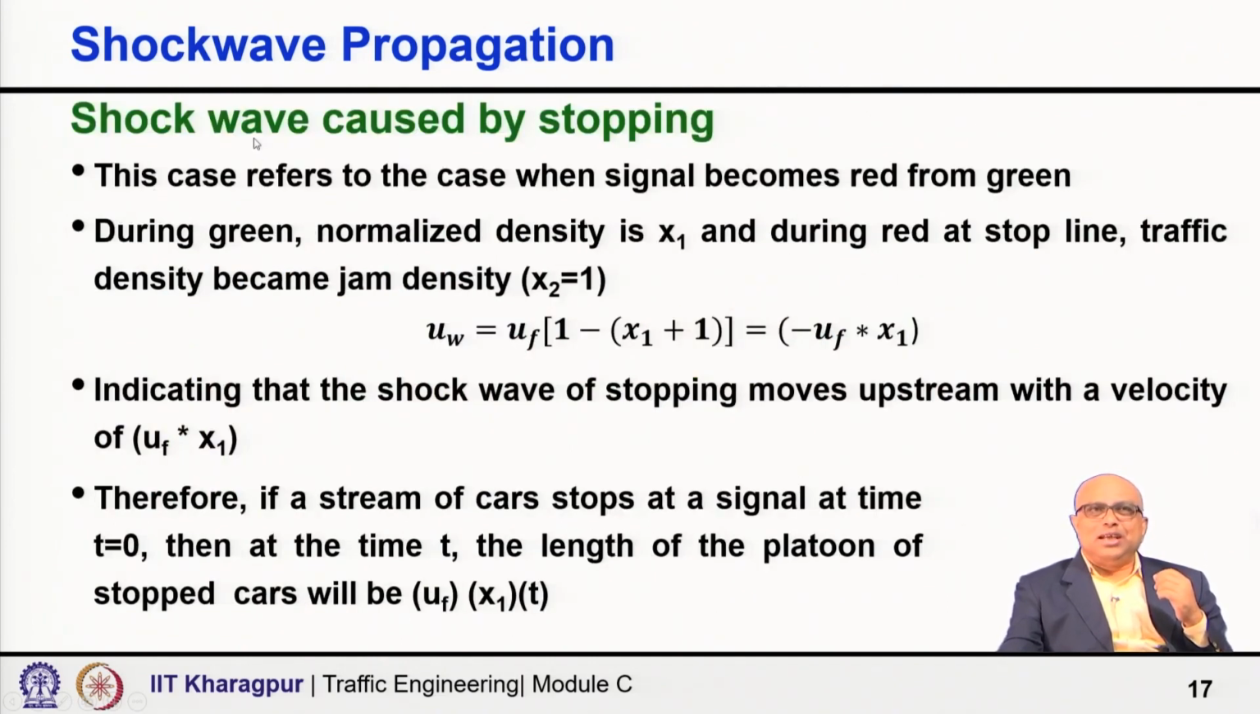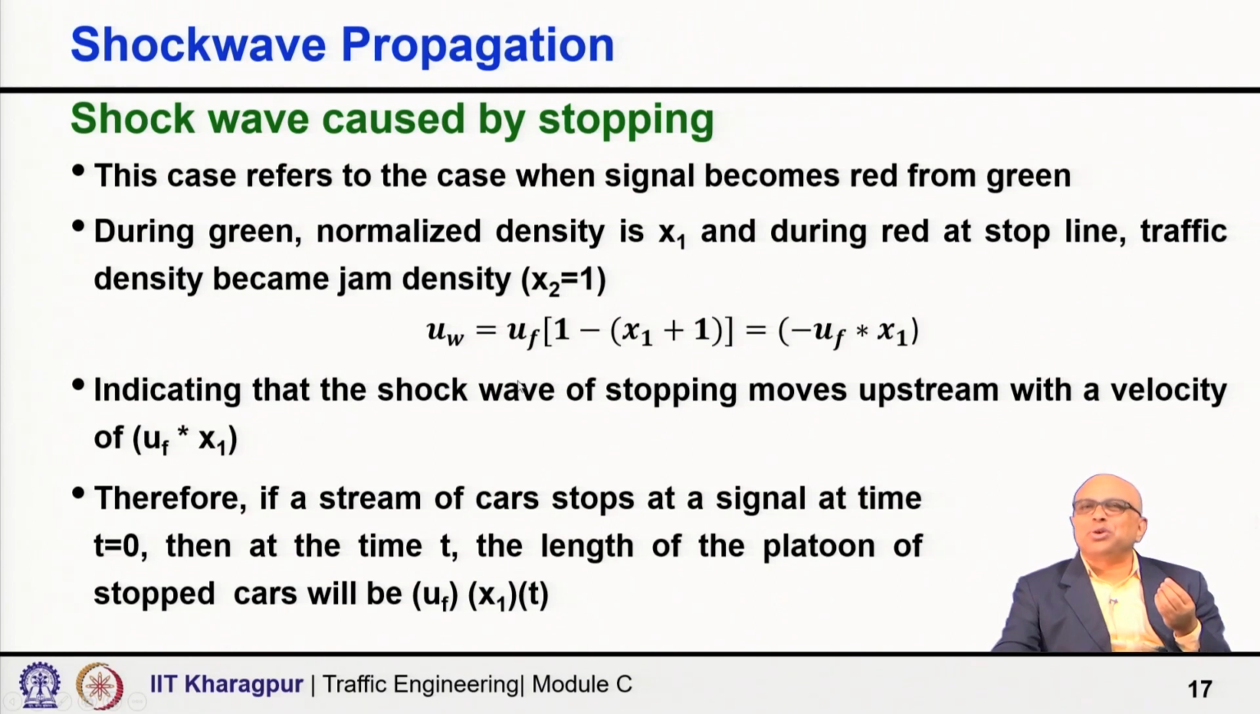Now the second case is shock wave caused by stopping. This case refers to when the signal changes from green to red, as I have shown earlier a number of times we have discussed. The signal was green and then turns red, so the vehicles stop. During green, the normalized density is x1, that was the initial state, and during red at the stop line, traffic density becomes jam density. So x2, the normalized density k by kj, becomes kj by kj. So x2 equals 1.